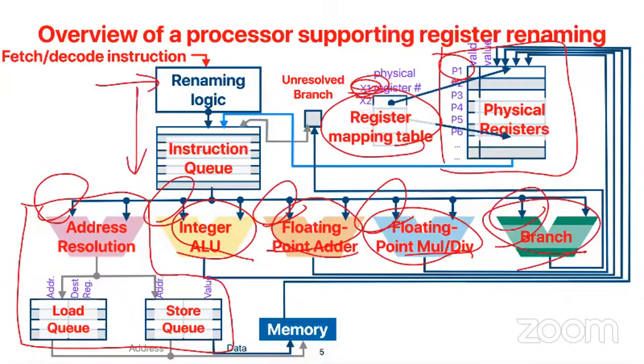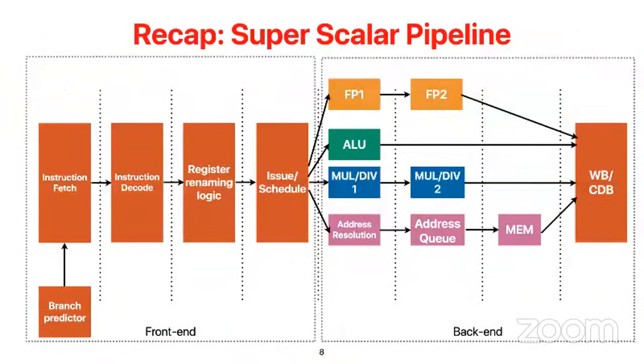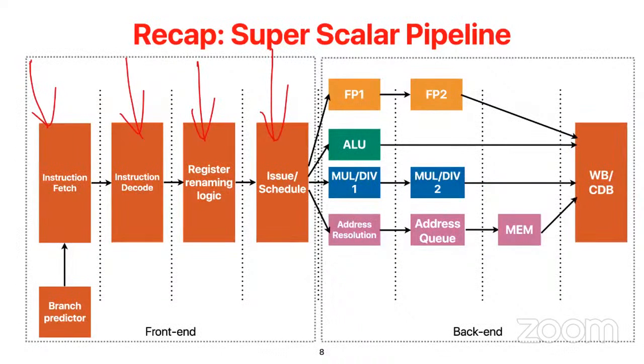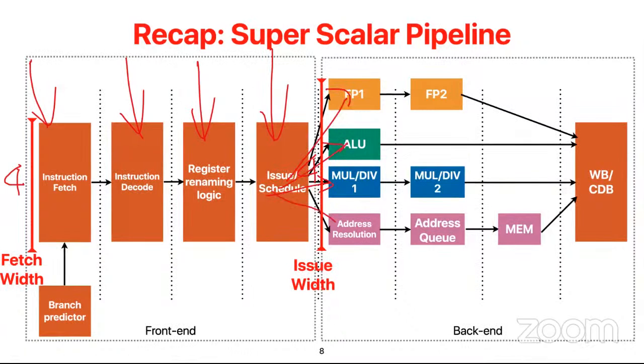So another idea called superscalar, meaning that we widen our instruction fetch, instruction decode, register renaming logic, and issue stage to allow more instructions to be decoded, fetched, renamed, and issued at the same time. So if I have a processor with fetch width equal to 4 and issue width equal to 4, then theoretically, if these 4 instructions belong to different types of pipeline in execution, I can put 4 instructions into execution at most. So that's the basic idea of superscalar.